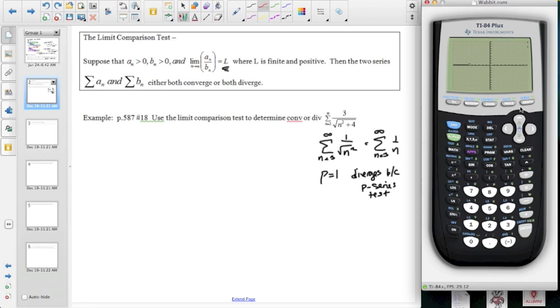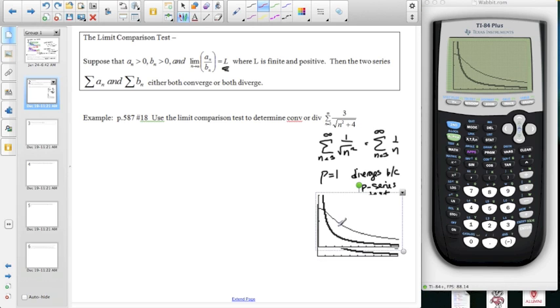Okay, so when we graph these, there's the first one, there's the second one. So if we look at a window where we have an x min of 0, a y min of 0, that'll help. And I don't think we need a y max of 10. I think 2 will be fine. Okay, so there are the 2. So if we take a look at those 2.